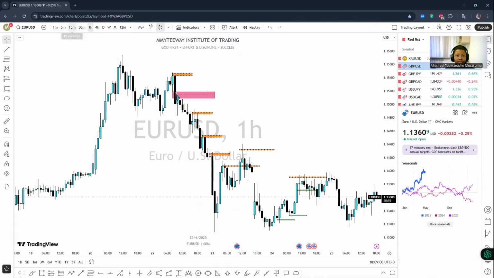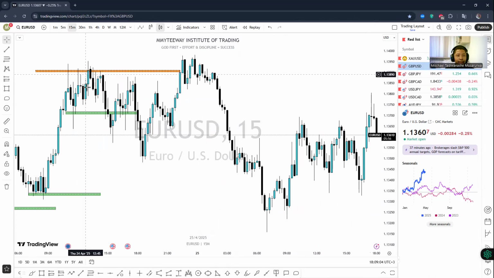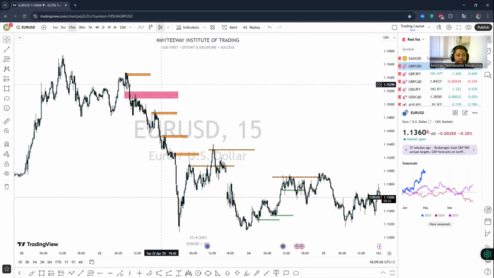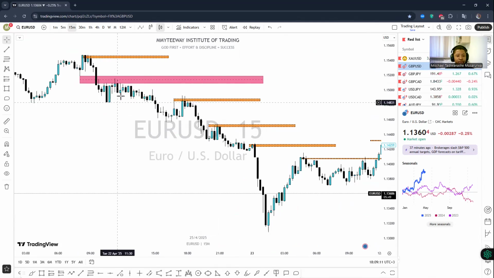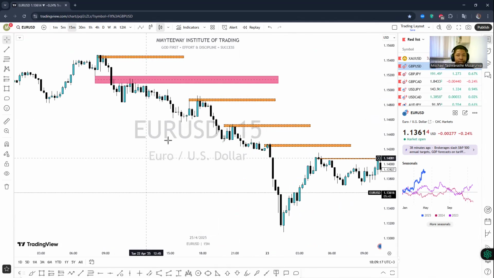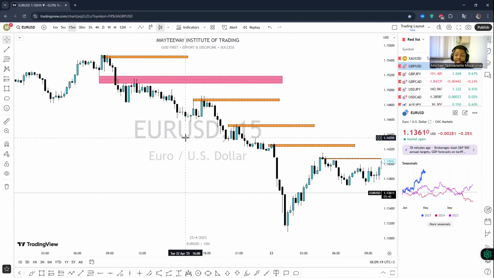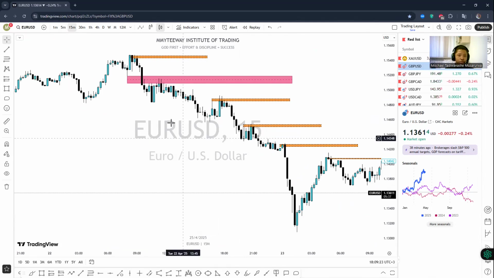Now I drew my fair value gap in the 1 hour. I go back to my 15 minutes. I look at the fair value gap. At the point of the fair value gap, do I have an entry signal? Yes. And what time is it? 11 a.m. Everyone will be awake at this time. So not personally, I'll be awake. I won't speak for you guys because I don't know, but personally I'll be awake.